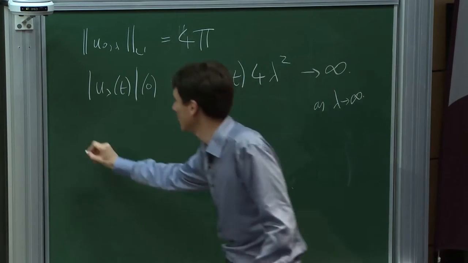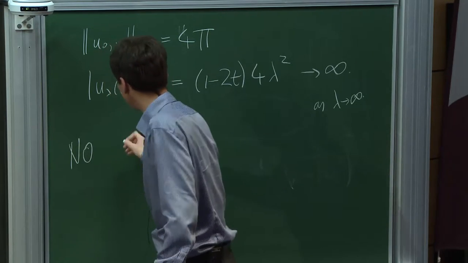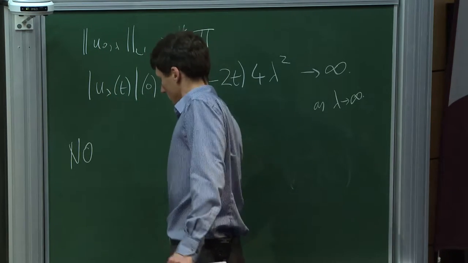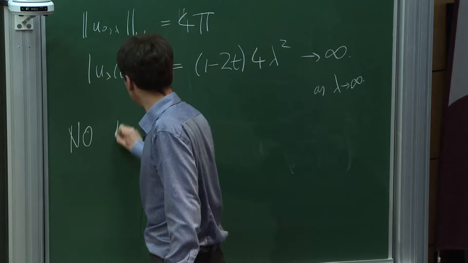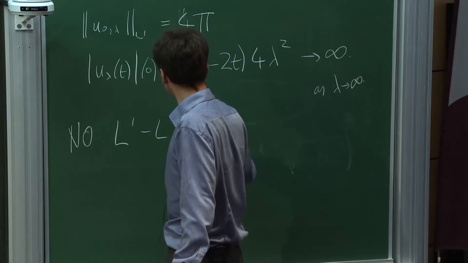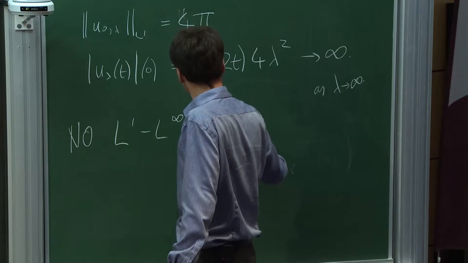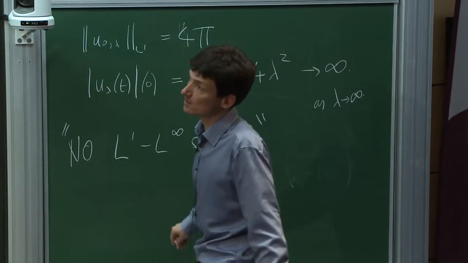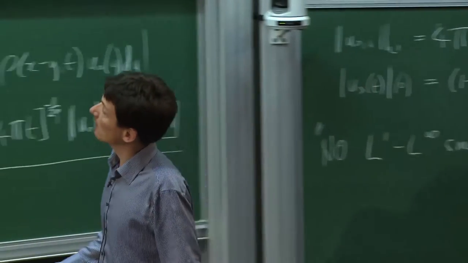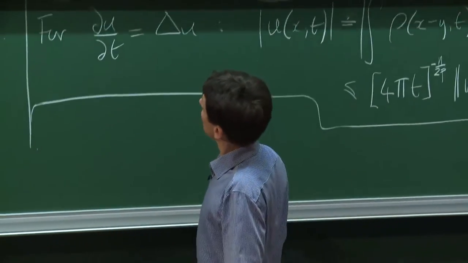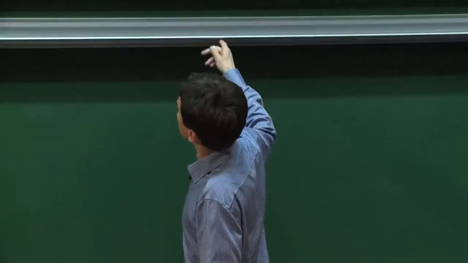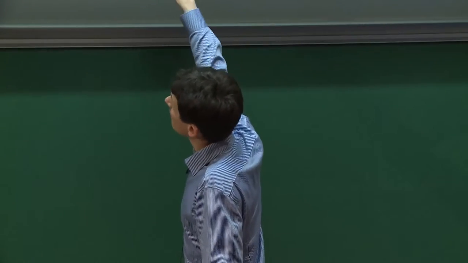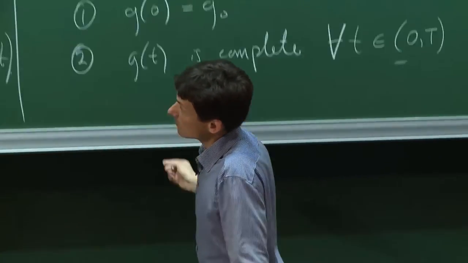So basically the moral is normally interpreted as the fact that there's no L1, L infinity smoothing. So although the point of the lecture today is to actually prove an L1, L infinity smoothing estimate. So you'll see where the catch is in a second. Save that one.